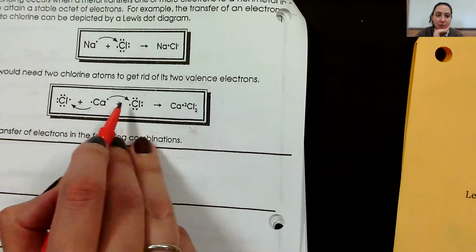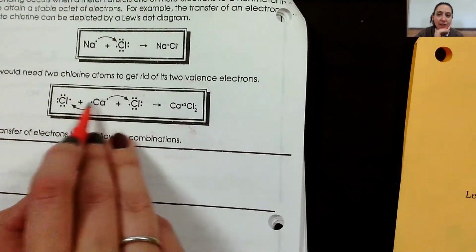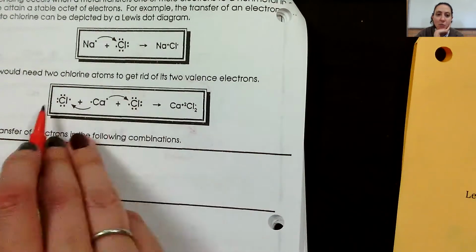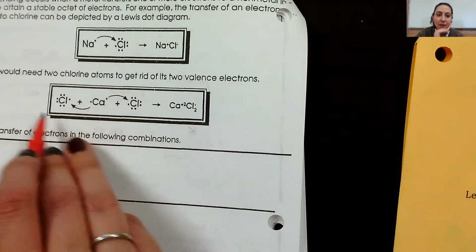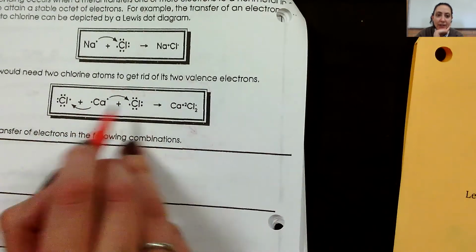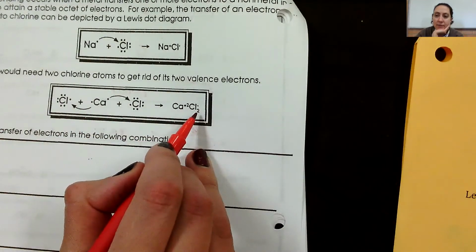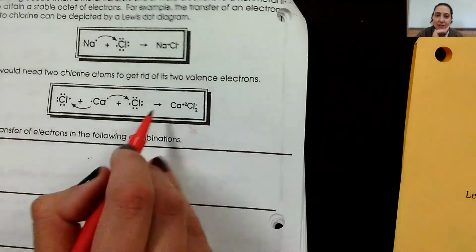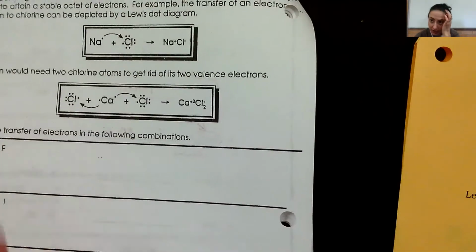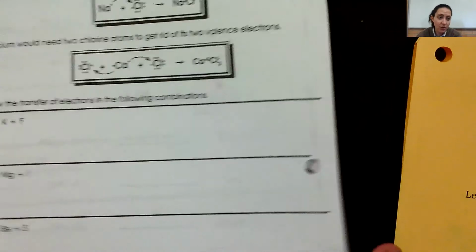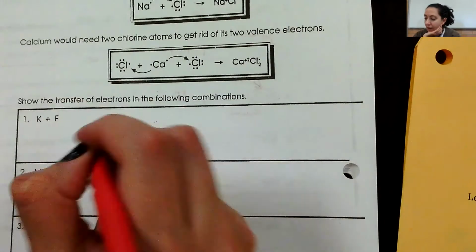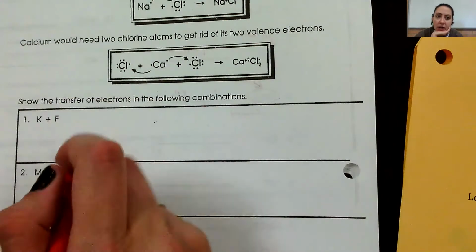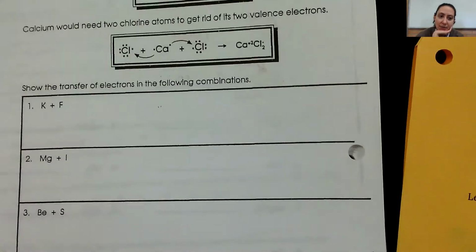For calcium chloride, calcium has 2 valence electrons. Each chlorine has 1 valence electron. So calcium can get rid of both electrons by giving each one to a chlorine. We end up with 2 chlorines that each have a negative charge, and the calcium is a 2+, and they're all attracted to each other. So I'll go over 2 examples with you. Maybe just one for now. Let's do number 2. I like number 2.